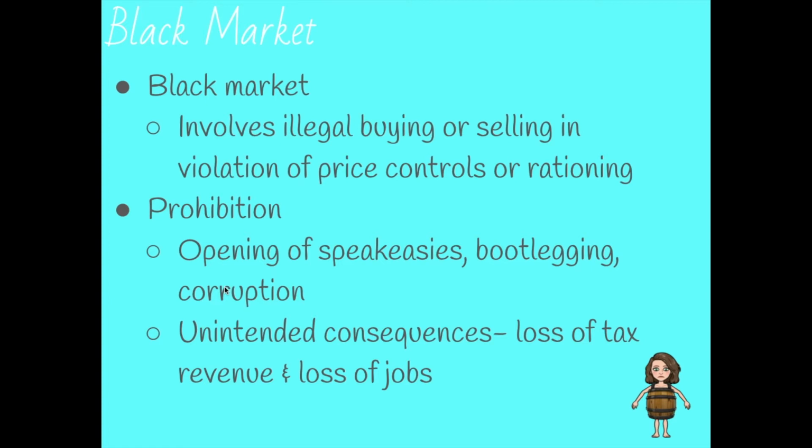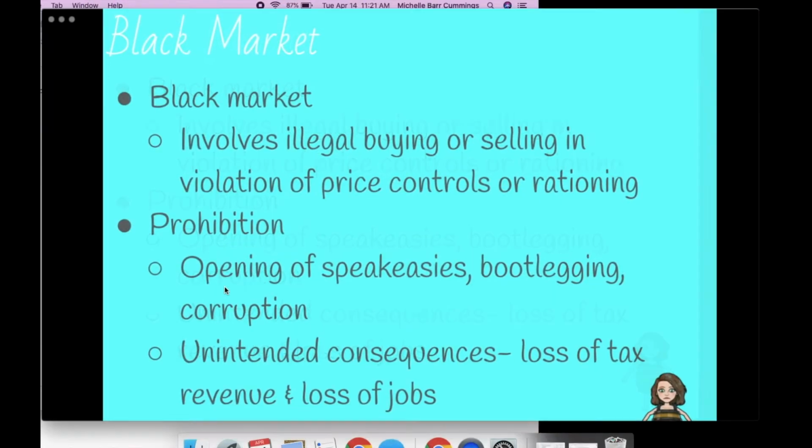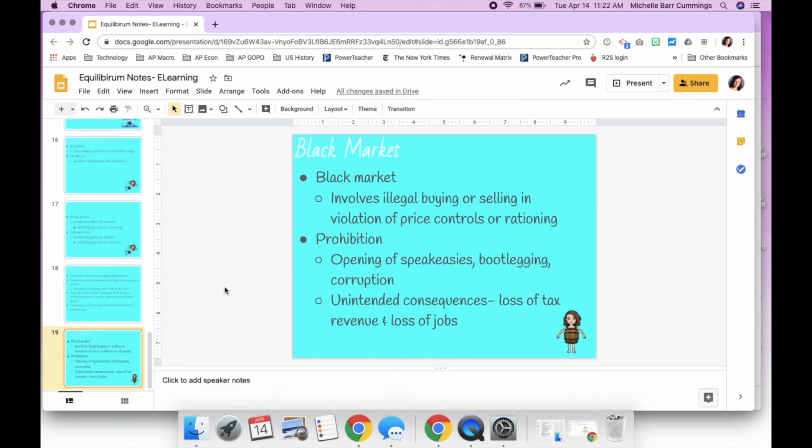And then the last one, prohibition, is just an example of a black market. What went on during prohibition with the bootlegging and the speakeasies and the corruption is a great example of a black market. So this is equilibrium.